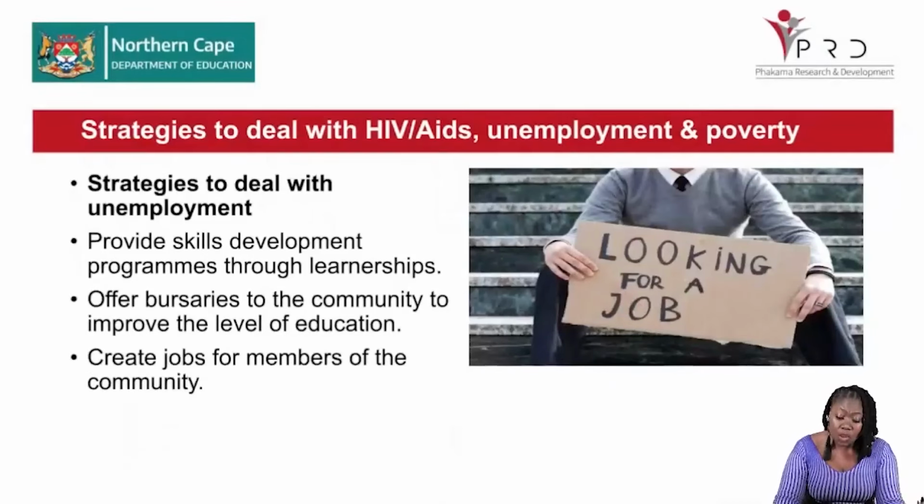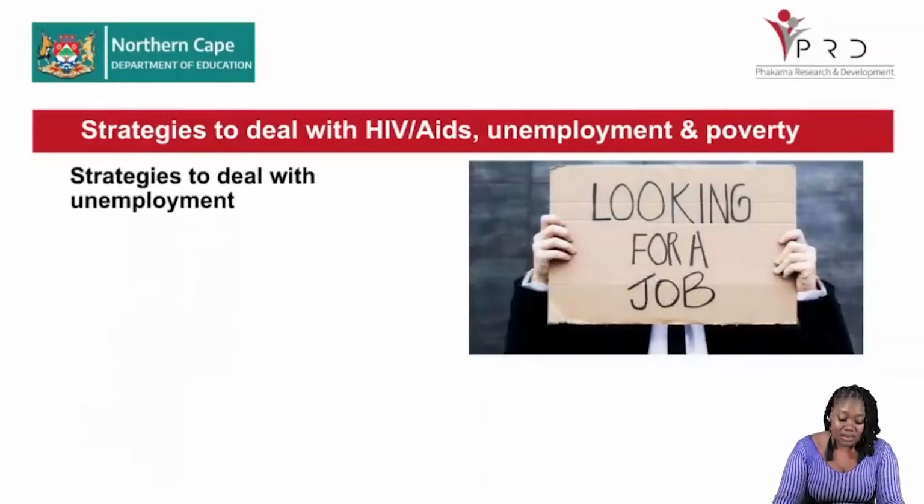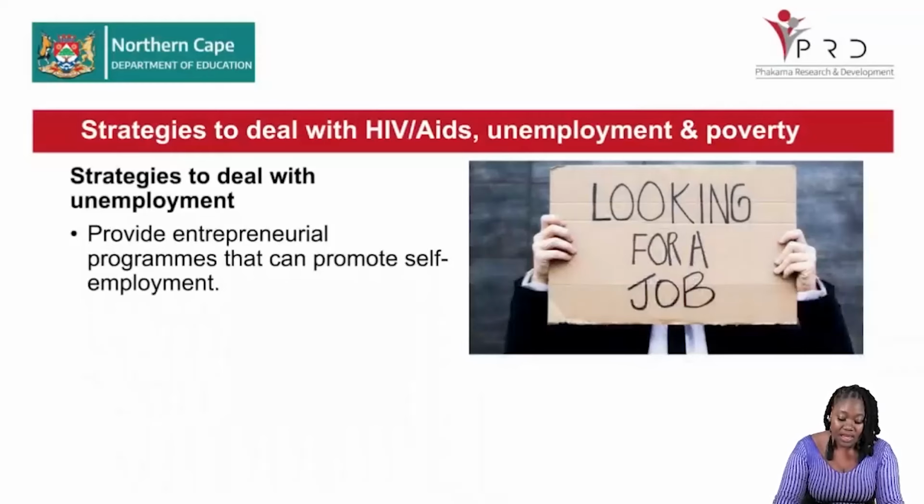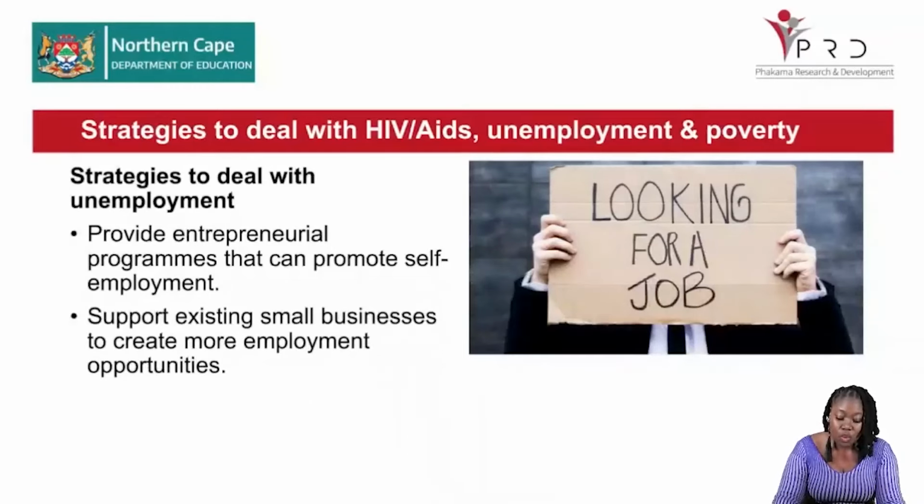Businesses can also create jobs for members of the community. So when you are looking to employ, you should be looking at employing people around that particular community. And then also businesses can provide entrepreneurial programs that can promote self-employment, meaning that teach people how to become entrepreneurs. And with that, they will be able to open their own businesses. In that instance, it means that now we are actually dealing with the issue of unemployment. Businesses can also support existing small businesses so that they can create more employment opportunities.